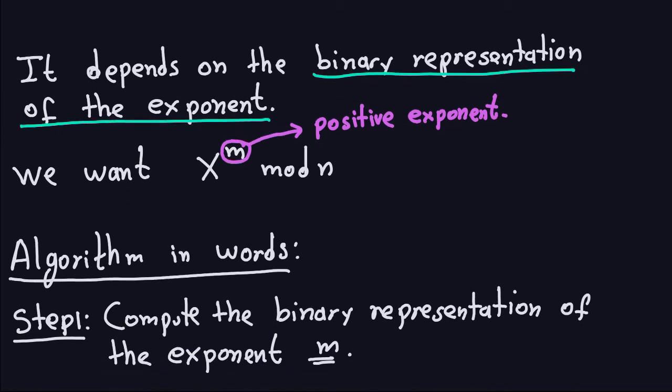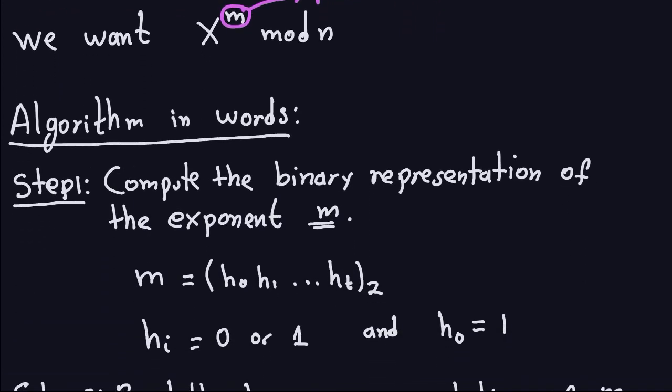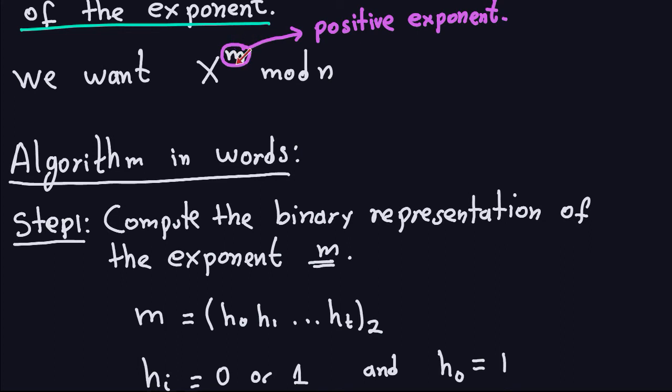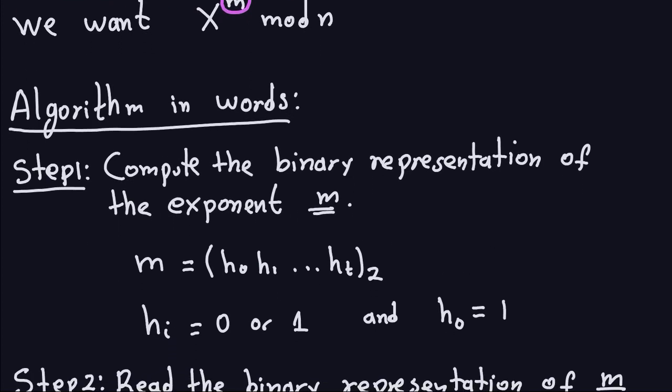So what is the algorithm? We want to compute x to the m modulo n, and as I mentioned, it depends on the binary representation of m. Of course, we need to know what the binary representation of m is. So the first step is to compute the binary representation of the exponent m. I'm going to denote the binary representation of m, which is the exponent, as parenthesis with subscript 2, and this is h0, h1 to ht. This will be the sequence of zeros and ones that make up the binary representation of m.